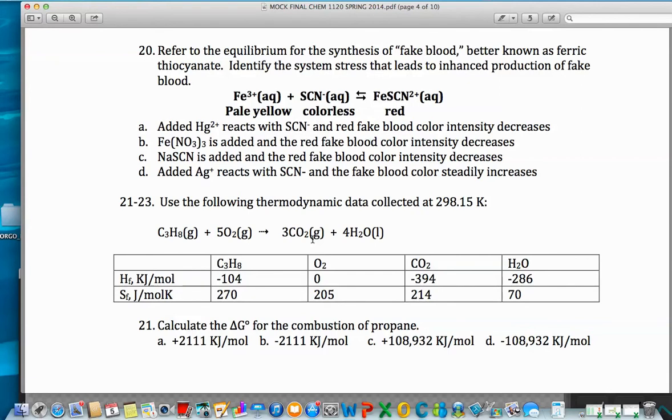So number 20 is one we need to look at because none of those answers actually, just looking at the question stem, lead to more fake blood. So we would need to increase SCN or we would need to increase Fe3+. So adding ferric nitrate would work, but the wording in the answer choice is wrong. So I'm probably going to go back and give everyone credit for number 20. All right, that gets us through the first 20. I'm going to pause here and then I'll pick up with number 21.